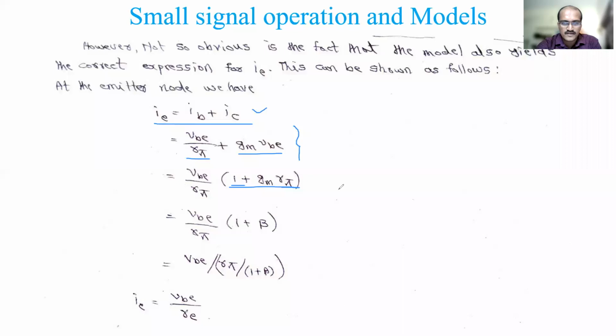So this is the previous relation we have done. r_pi is equal to beta by gm. Okay, this relation you know.